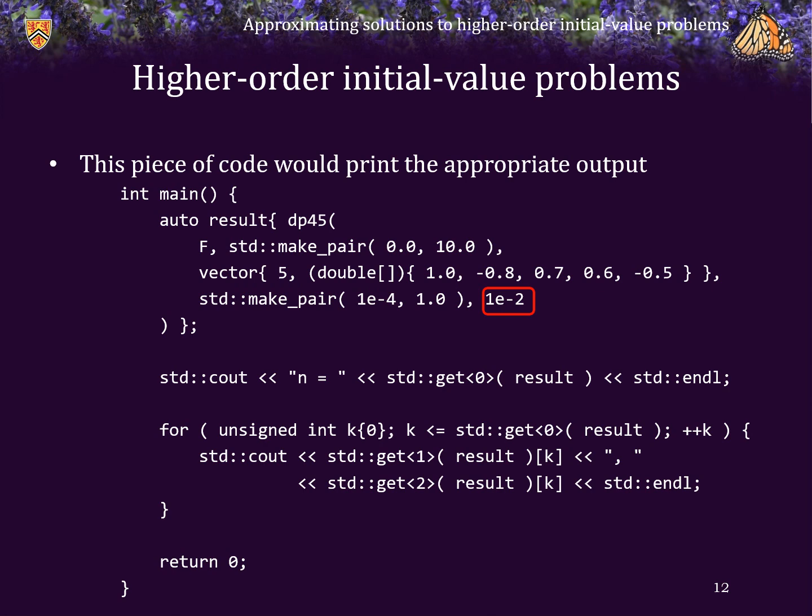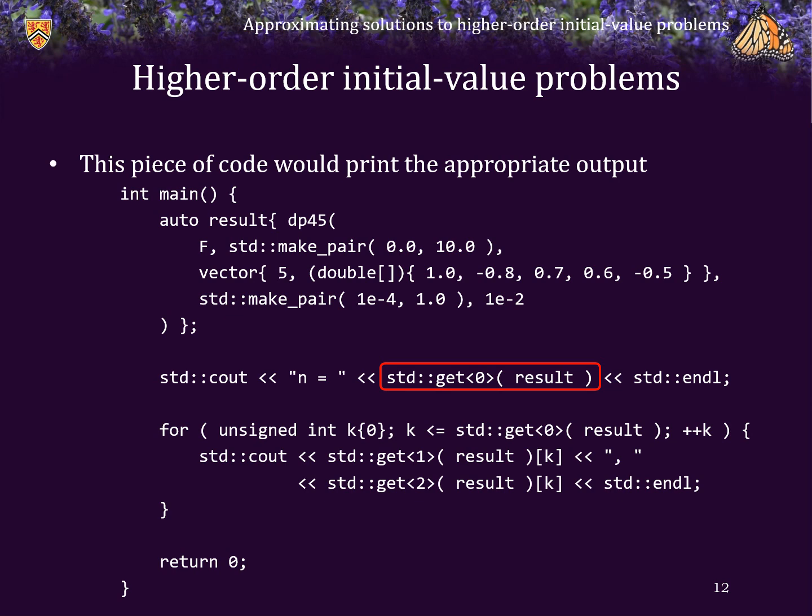Finally, here is the maximum allowable error per unit time. Since we're going from 0 to 10, then we should expect an error no worse than 0.1 at the end of this. Now, as I said, we are looking at the result. It's a tuple. The first entry of the tuple, which we retrieve through get0, is of type unsigned int, and it is the number of intervals. In this case, it happens to be 32.